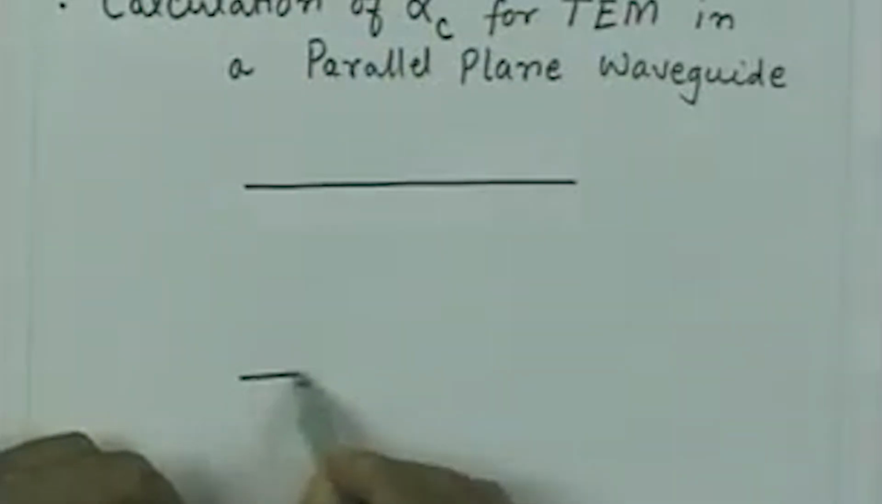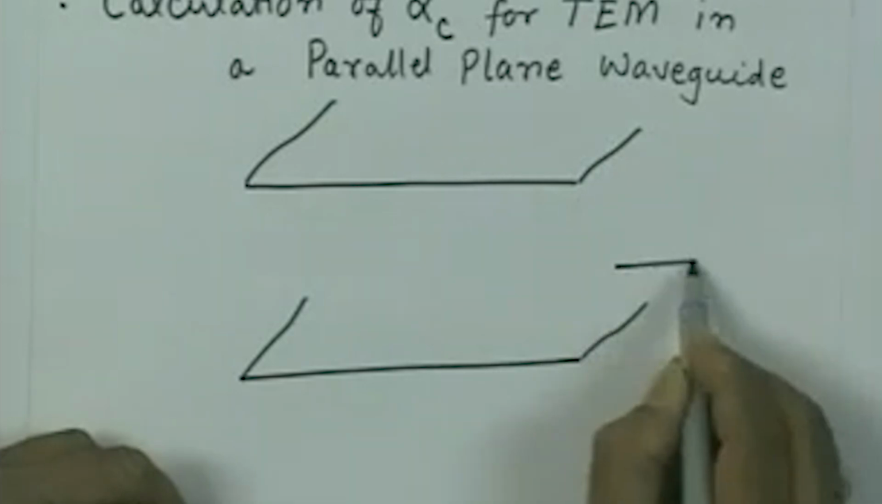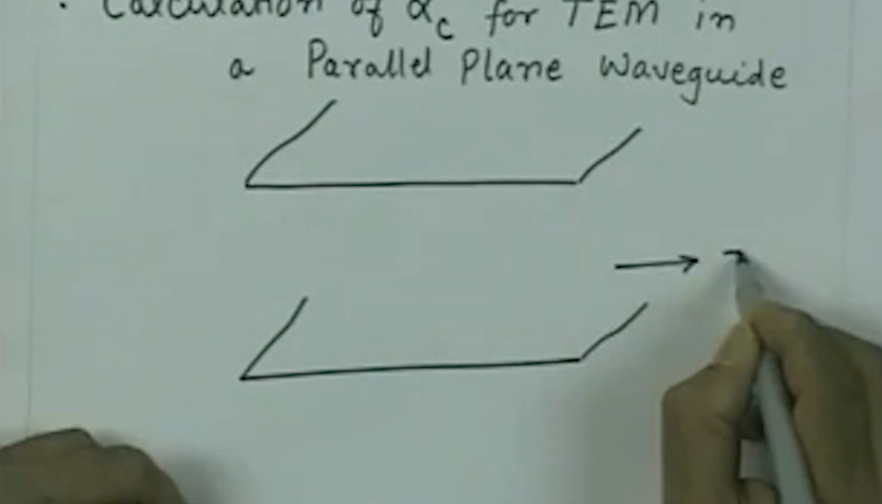Now let us consider a parallel plane waveguide, which is like that, and the wave is propagating in this direction, which is the z direction.